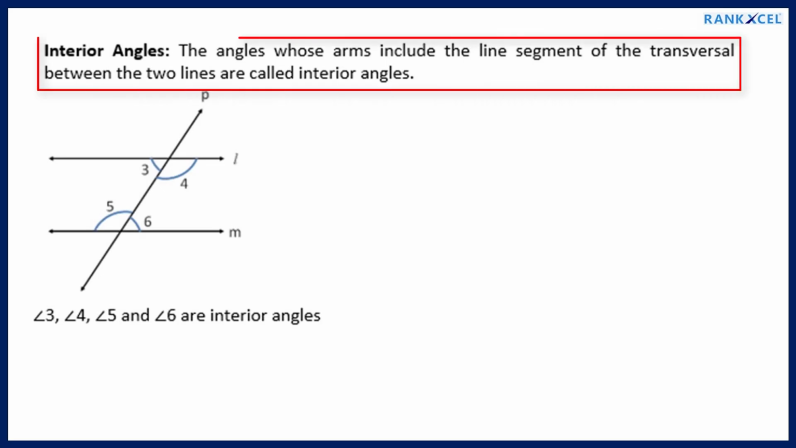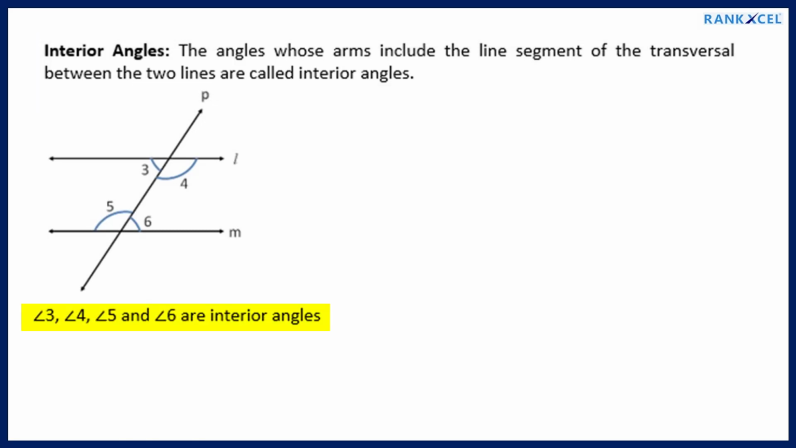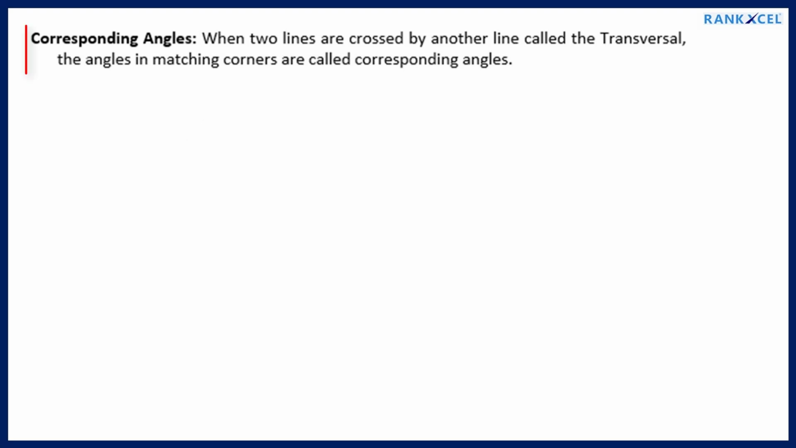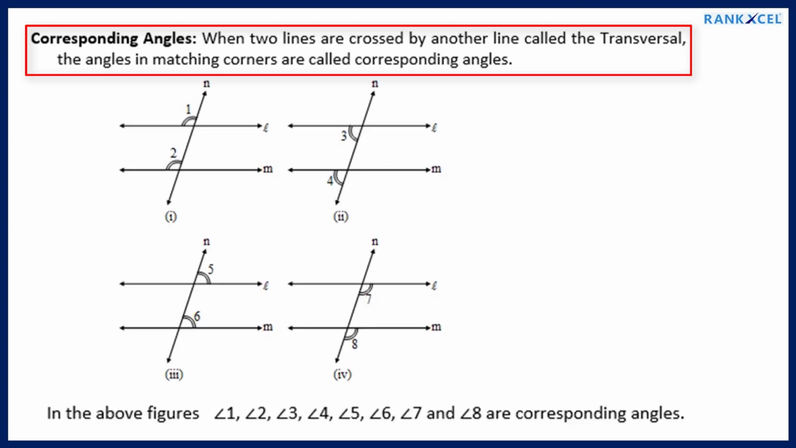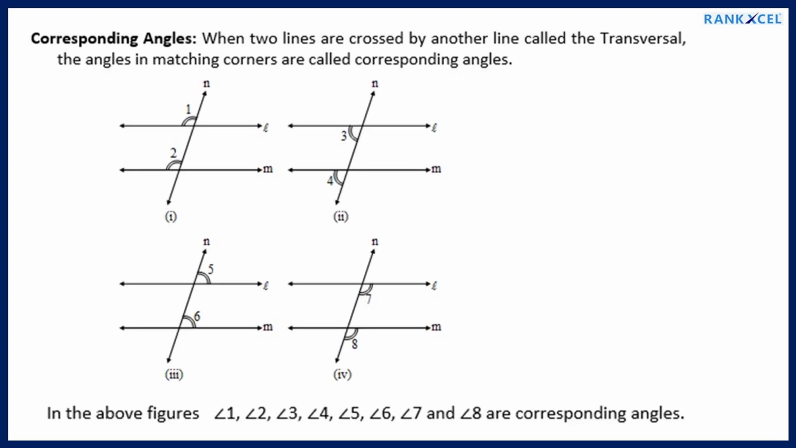Interior angles: the angles whose arms include the line segment of the transversal between the two lines are called interior angles. Angle 3, angle 4, angle 5 and angle 6 are interior angles. Corresponding angles: when two lines are crossed by another line called the transversal, the angles in matching corners are called corresponding angles. In the above figures, angle 1, angle 2, angle 3, angle 4, angle 5, angle 6, angle 7 and angle 8 are corresponding angles.